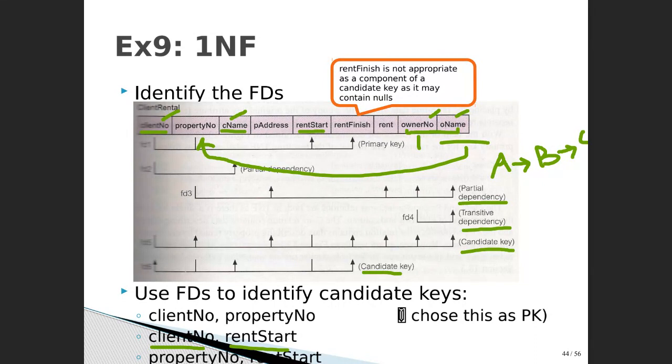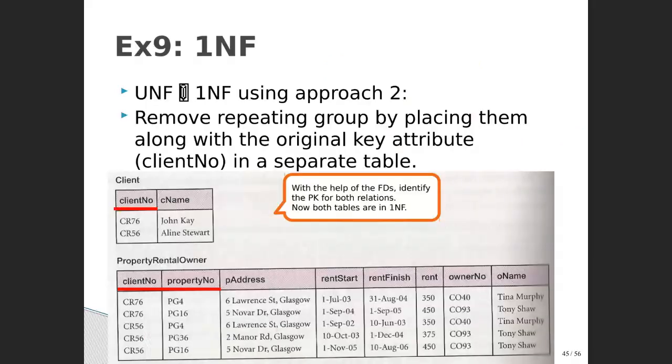Same with the property number. Okay, but we can see that both client number plus property number will be the primary key. So it's a composite key. All right.